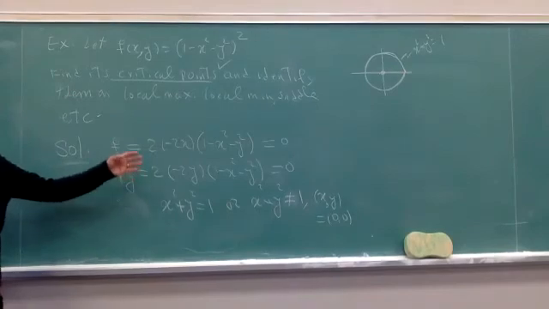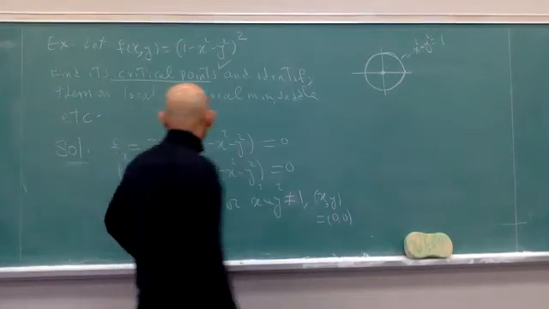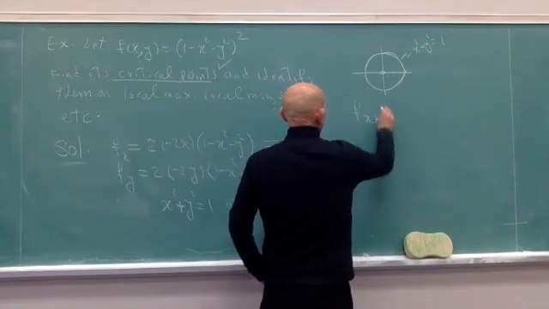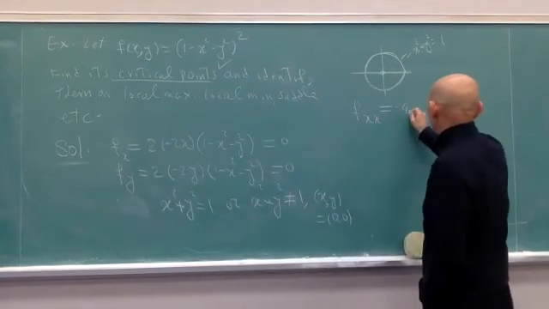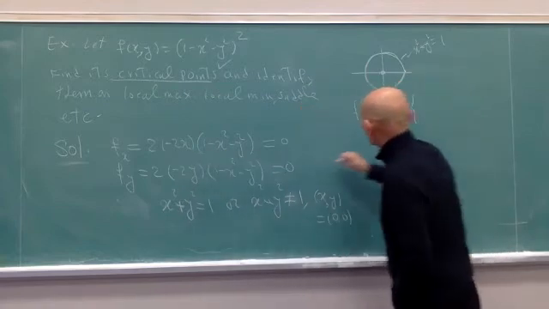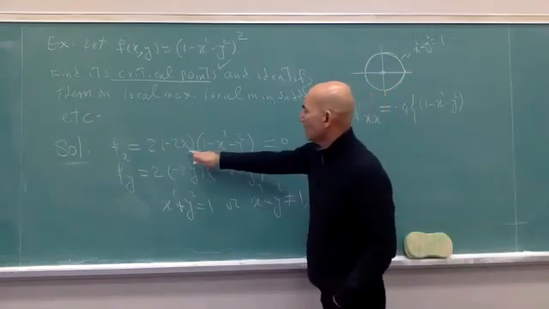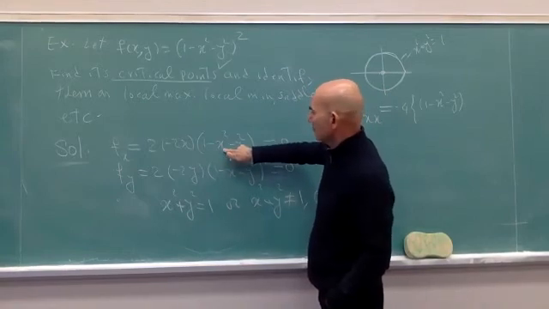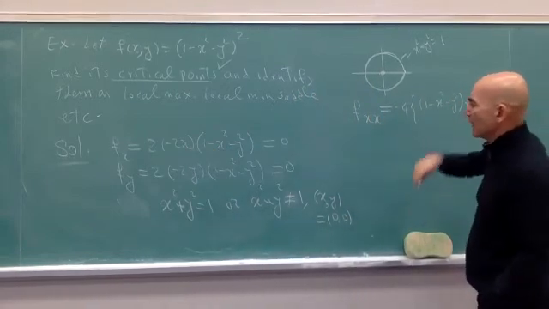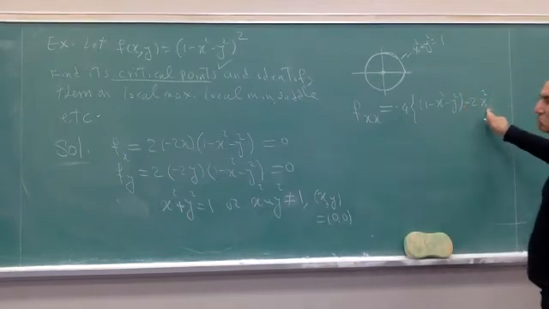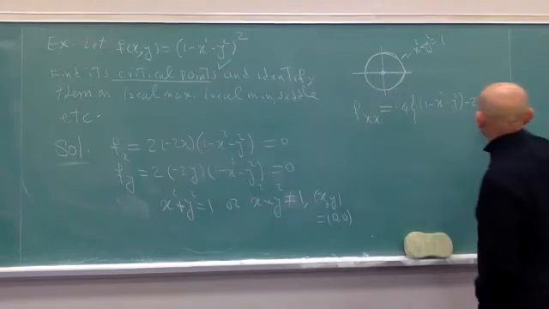Now we have to decide whether this is a local maximum, local minimum, and stuff like that. So we have to go after the second derivative. So the second derivative, f sub xx, what is that? If you take the derivative of this with respect to x, there's a factor of -4, and the derivative of the first factor is 1, so this is (1 minus x squared minus y squared), and then the derivative of this is negative 2x times x, negative 2x squared.